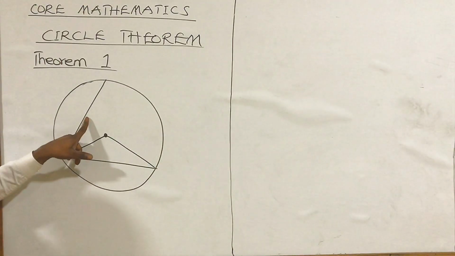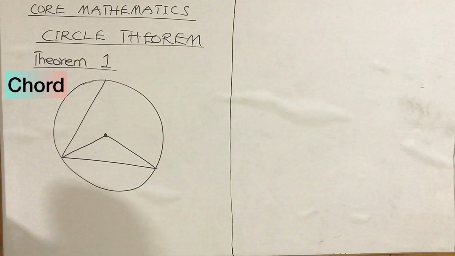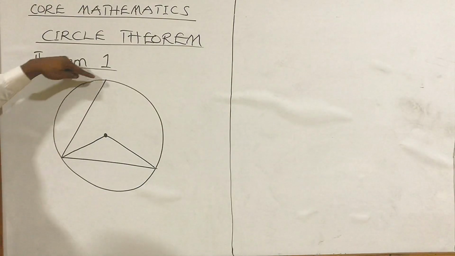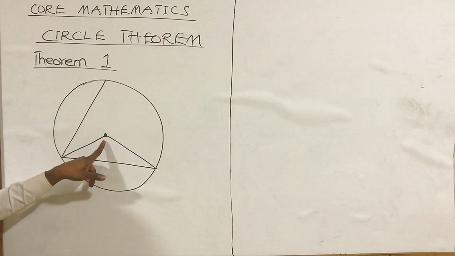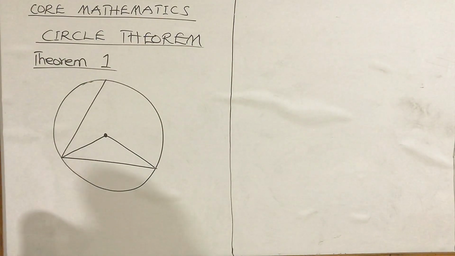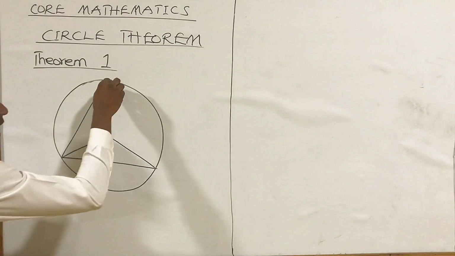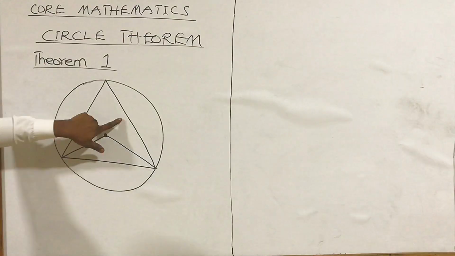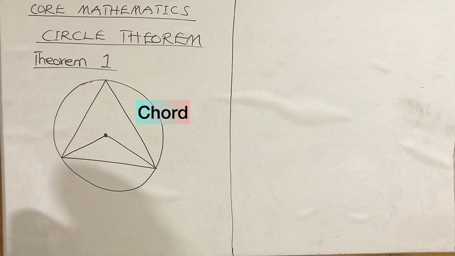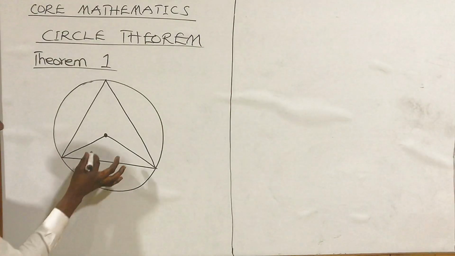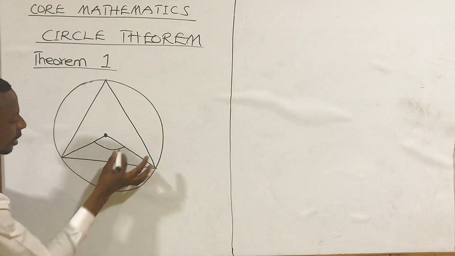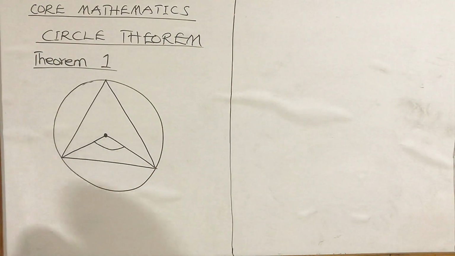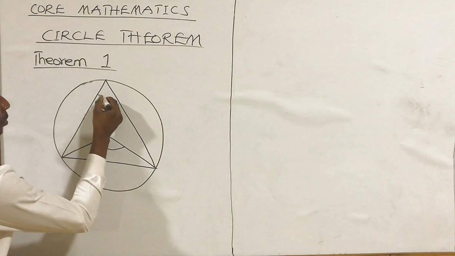What about the line here? It is also a chord, because we've drawn from one part to another part, but it is not passing through the center, for which we are still going to call it a chord. And what about the line here? And yes, this is also a chord. Under Theorem 1, anytime an angle is given to you here, the angle here is divided into two equal parts, and we are going to put it here.